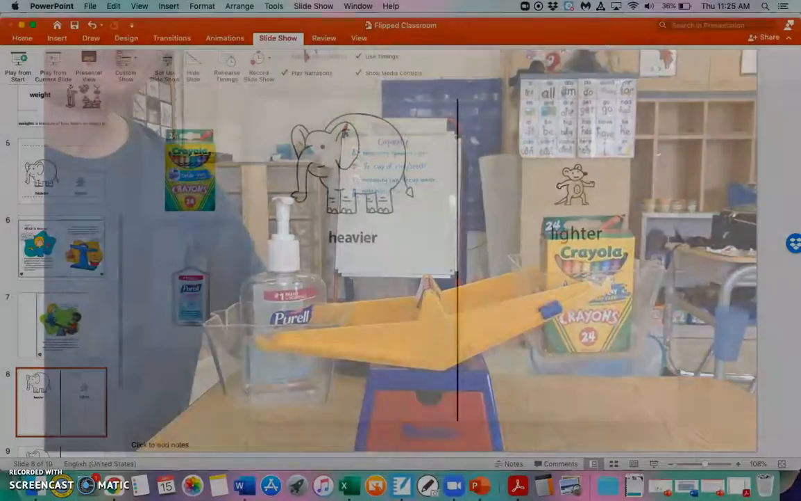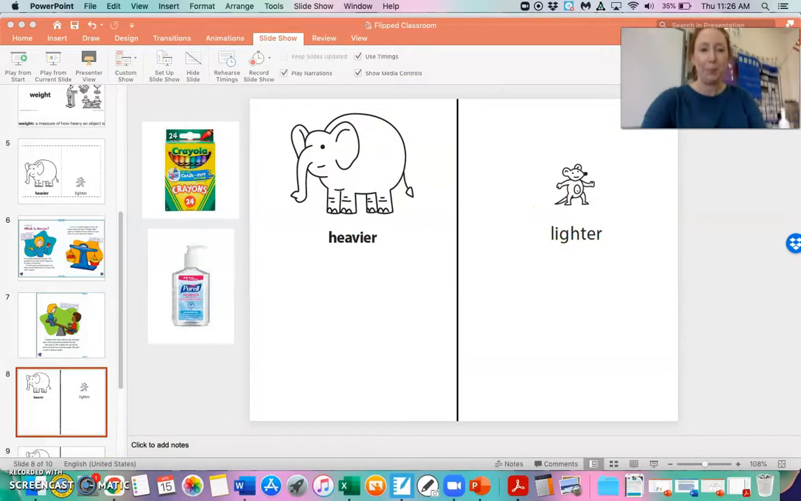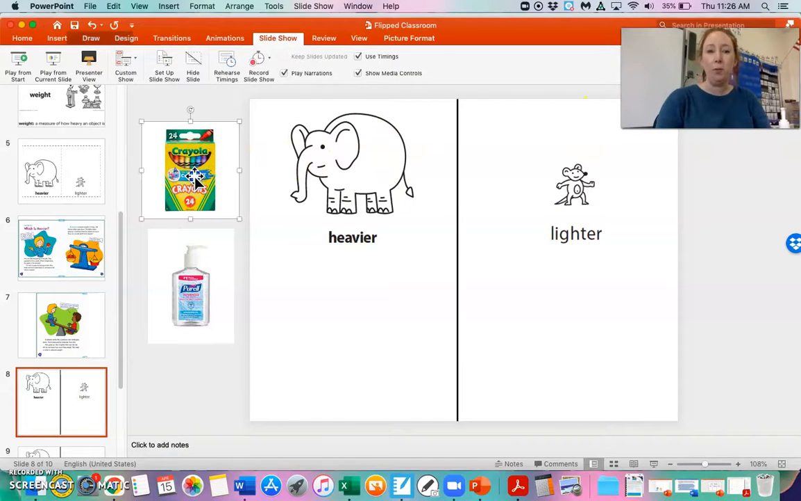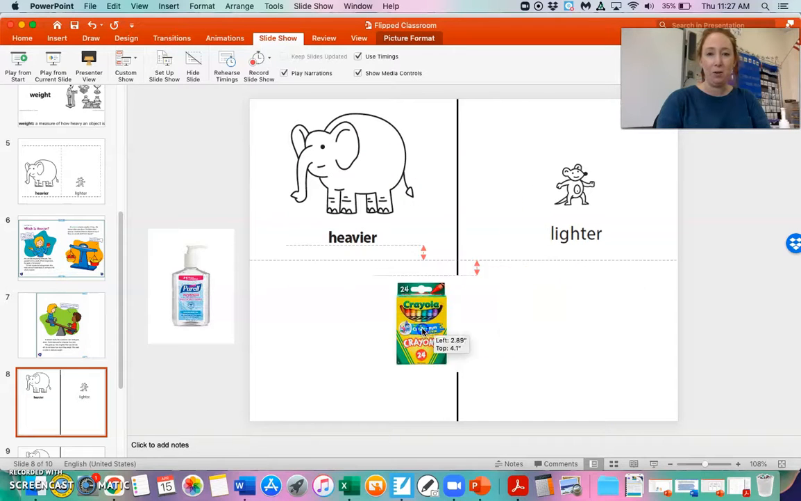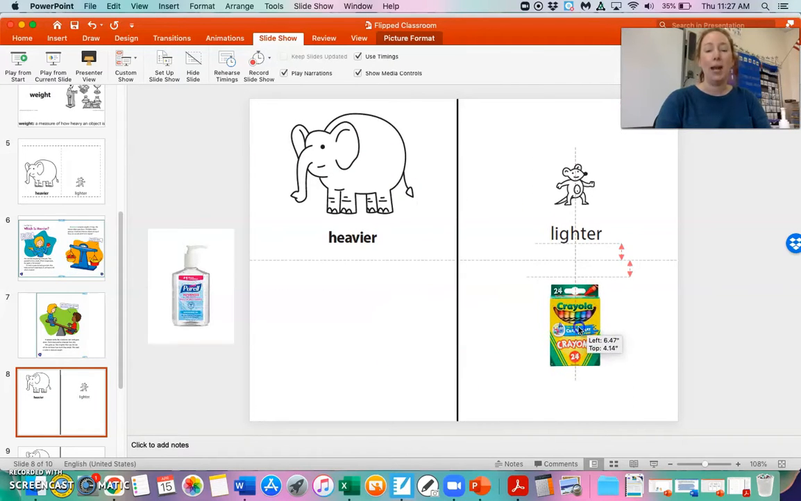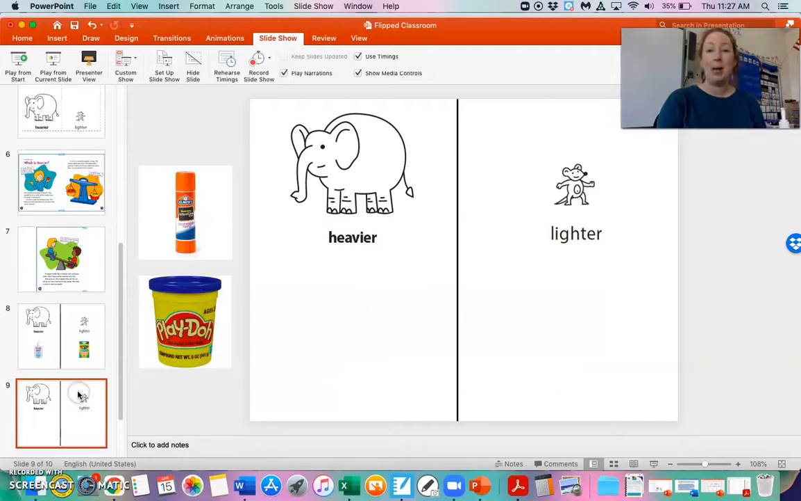So if we go back to our comparing chart, I'm going to move the crayons to the heavier or lighter side. Which one were they? The crayons were lighter. Good job. The hand sanitizer was heavier, like the elephant. It's not as heavy as an elephant, but when I'm comparing these two different objects, the hand sanitizer was heavier. Good job. All right, we're going to compare two more objects. Ready?